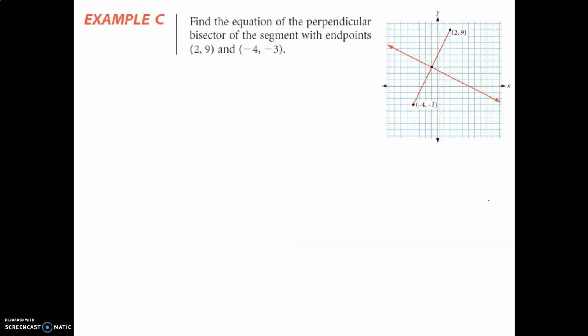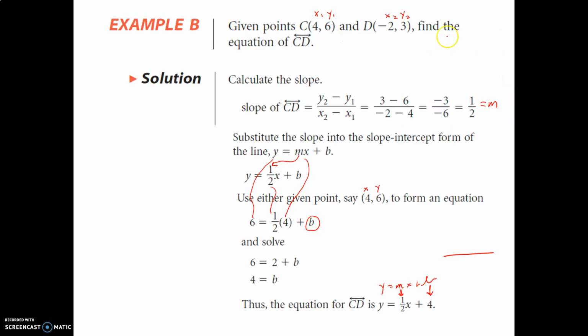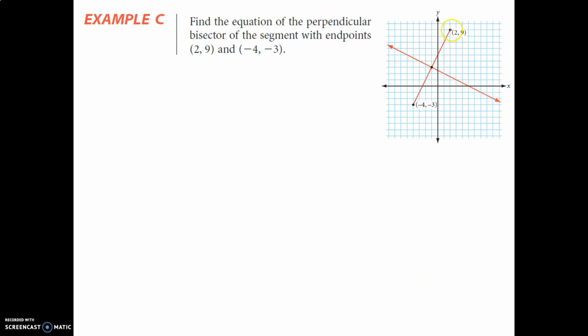And now for the grand finale. Find the equation of the perpendicular bisector of the segment with endpoints 2, 9, and -4, -3. So this is the line that I want to find the perpendicular bisector to. So this is the line then that I want to actually find the equation of.